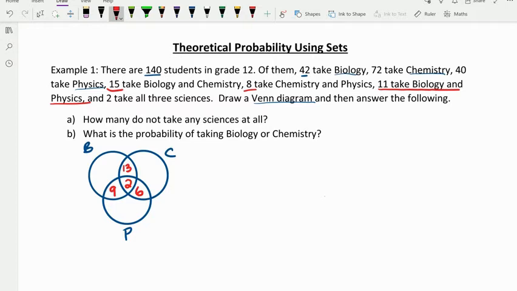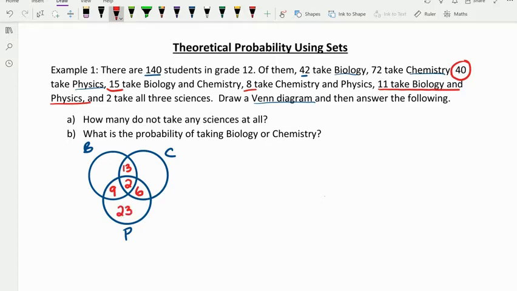Next, we have to go out one more step to find out how many people only take physics, for example. We know that there are 40 students in total that take physics. So what we're going to do is take away these 9, take away these 2, take away these 6, and we end up with how many are left over that just take physics. So if we take those away from 40, we're left with 23. Let's just do a double check.